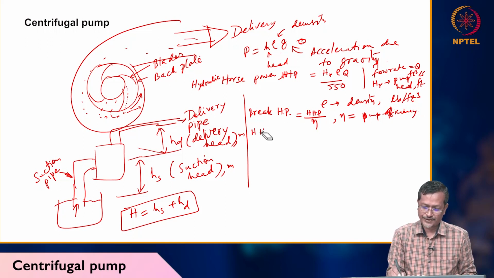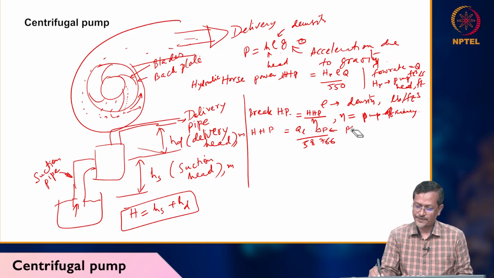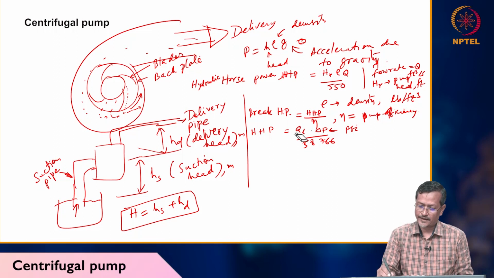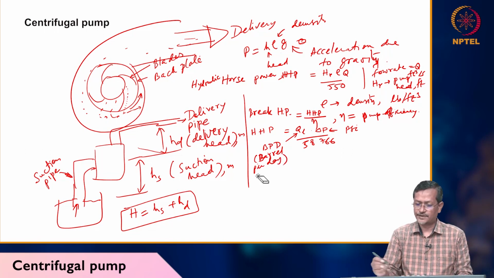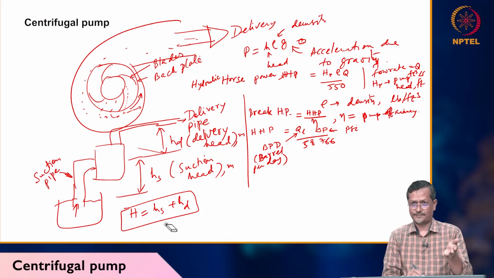And HHP equals Q times delta P divided by 58766, if we are using PSI, and Q is, if you are using it for oil related calculation, then BPD, barrel per day. So normally we will not use it for marine applications, but if we are calculating hydraulic horsepower for the oil industry, in that case you can use this formula with barrel and PSI.